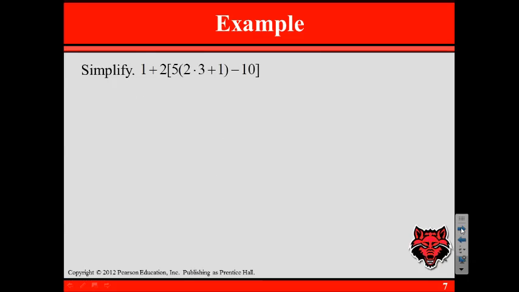Let's try a bit lengthier example where we do have parentheses and multiple instances of different operations. Now in this example, we actually have parentheses, we have square brackets, and those parentheses are nested inside those square brackets. So we're going to start with the innermost grouping symbols. I'm going to underline those parentheses.